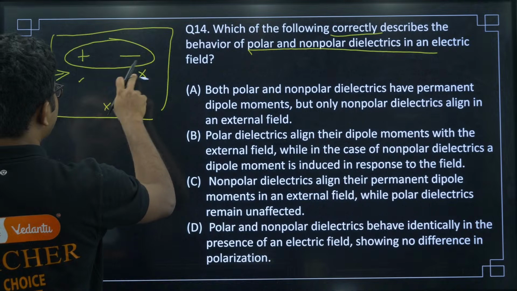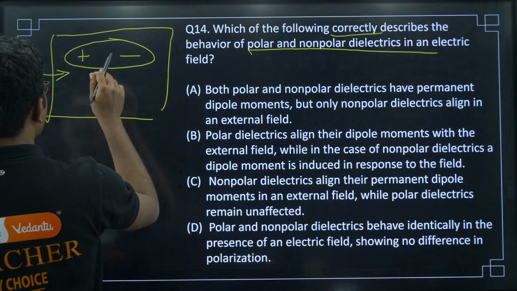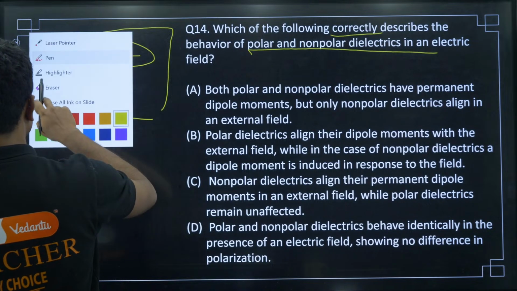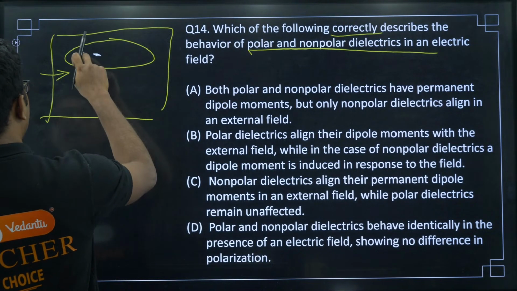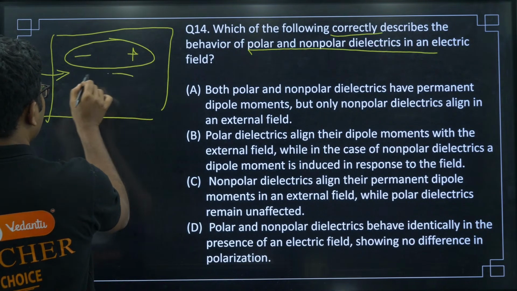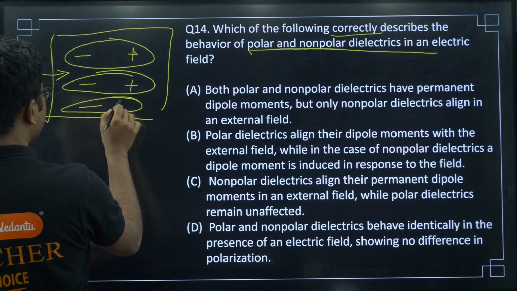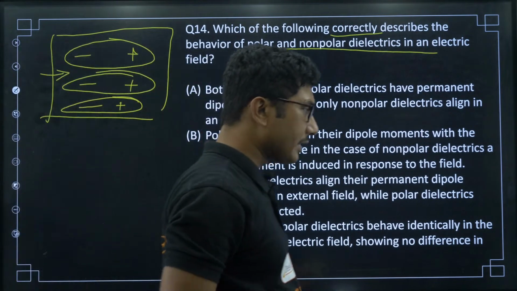Now, if you apply an external electric field, what happens for polar molecules? They align themselves according to the external electric field. So, they become negative to positive in the direction of the electric field. So, all the dielectrics align themselves based on the strength of the electric field.